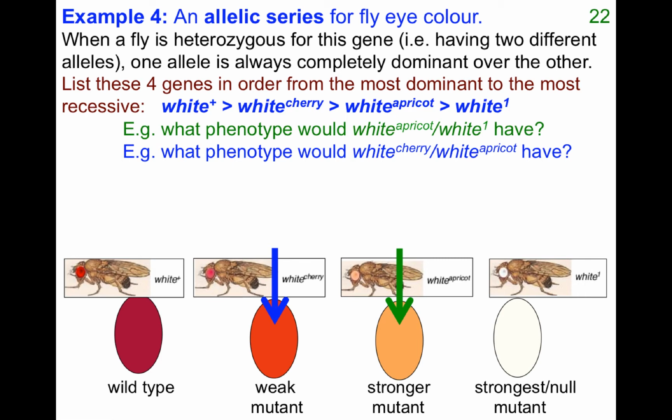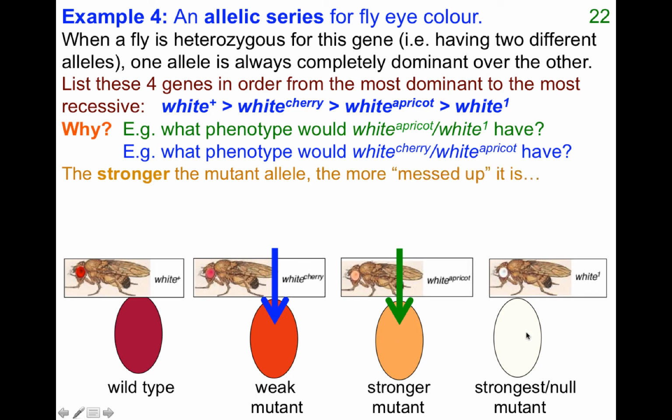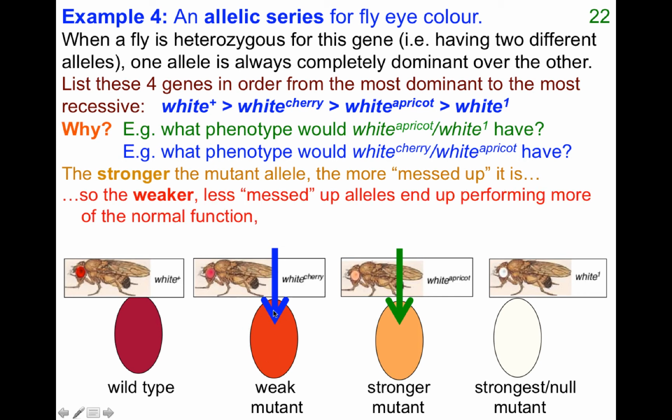As you can see with this allelic series, whichever one's further to the left is the more dominant one, whichever one's further to the right is the more recessive one. So cherry is dominant over apricot, which is recessive to it. The reasoning for that we kind of just mentioned. As we go from left to right to a stronger and more severe mutation, basically the more messed up it is, the less it works. So these weaker, less messed up alleles end up performing a better job of the normal function, and therefore give us the phenotype we see.